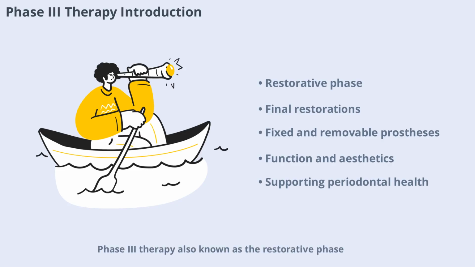Phase 3 therapy, also known as the restorative phase, involves placing final restorations and prostheses. The goal is to restore function, aesthetics, and stability to the dentition. Fixed and removable prostheses are carefully designed to meet the patient's needs. Evaluation of response to restorative procedures ensures that the restorations are functioning properly and supporting periodontal health. Let's explore the key aspects of the restorative phase.